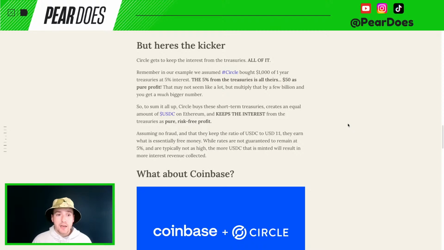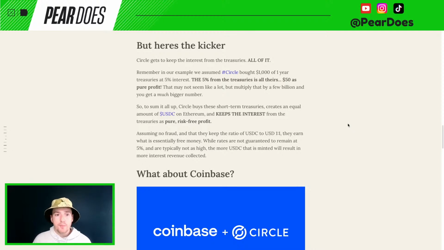And that may not seem like a lot, but if you multiply that by a few billion, so instead of $1,000, you do, I don't know, a couple billion, 2 billion, you do 5% on that. Now, again, not all of the treasuries are going to be at 5%, and they have different maturity dates, but you do the math on that, and you can kind of figure out where 3%, 5%, some average in the middle where they might be earning their interest revenue from.